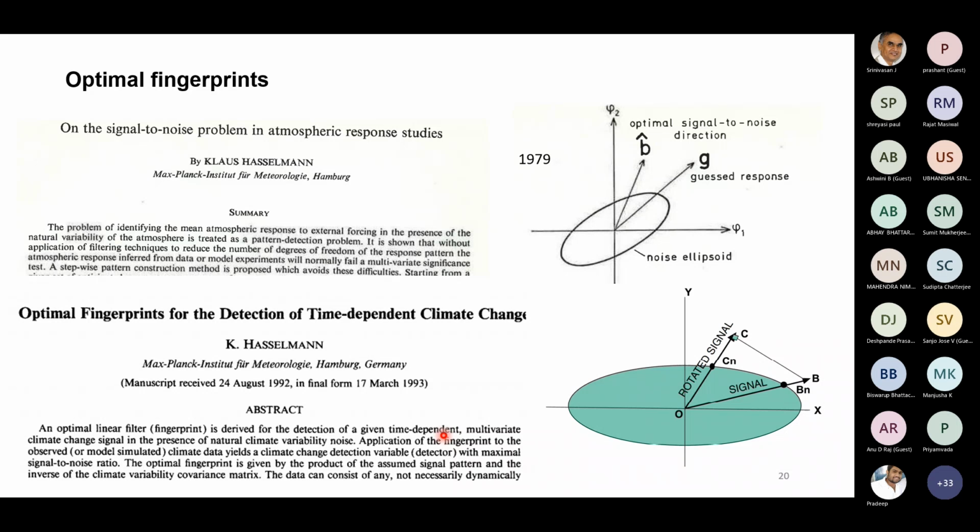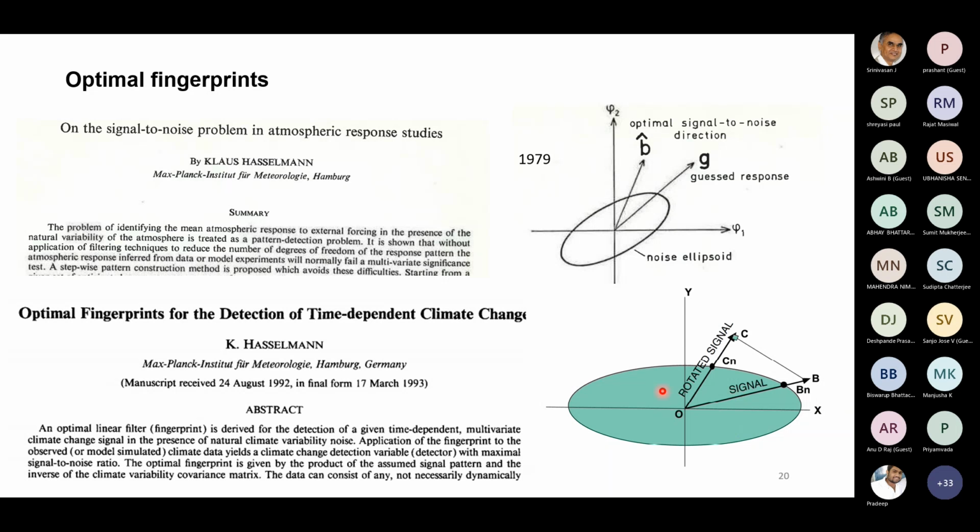So don't worry if you don't follow the details. The basic idea is just the following. The fingerprint is high either where the signal pattern is strong, for example, CO2 gives a strong warming signal in the Arctic, or where internal variability is small. So if you're trying to fingerprint CO2, you're looking for either a large CO2 effect or a small natural variability contribution.